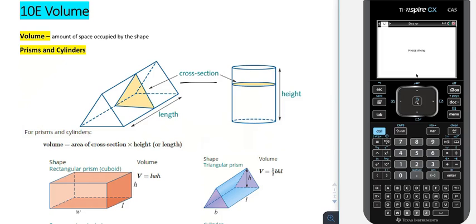10E looks at volume and volume of pretty simple shapes. So the first lot of volume that we look at is prisms and cylinders. Prisms and cylinders both have one thing in common, and that's that they have a cross-section that doesn't change all the way through the shape.